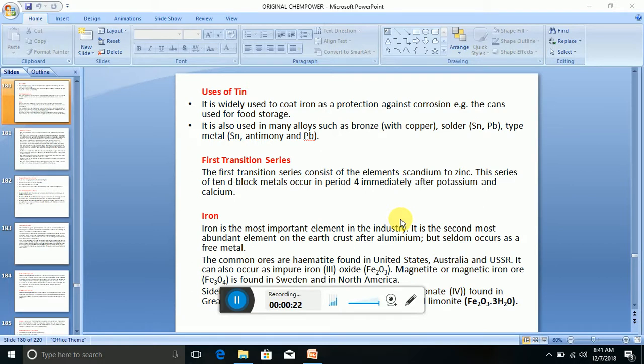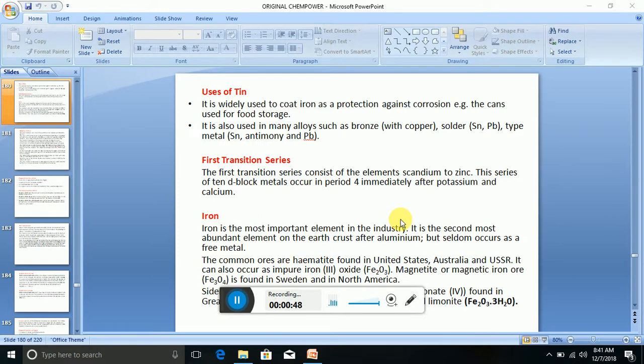scandium to zinc. This series of 10 d-block metals occur in period 4 immediately after potassium and calcium. So the first transition elements are actually the elements that occur in period 4, immediately after potassium and calcium. So they include elements from scandium to zinc.